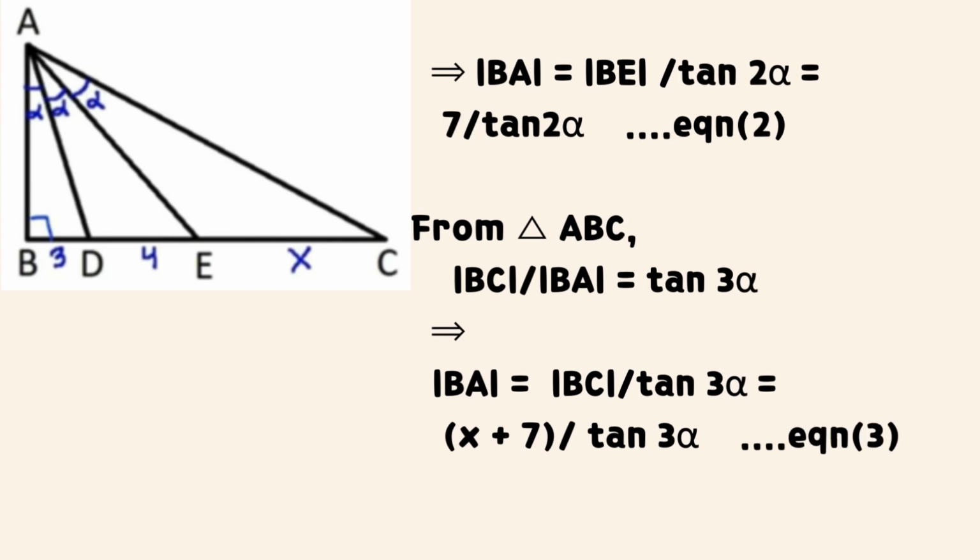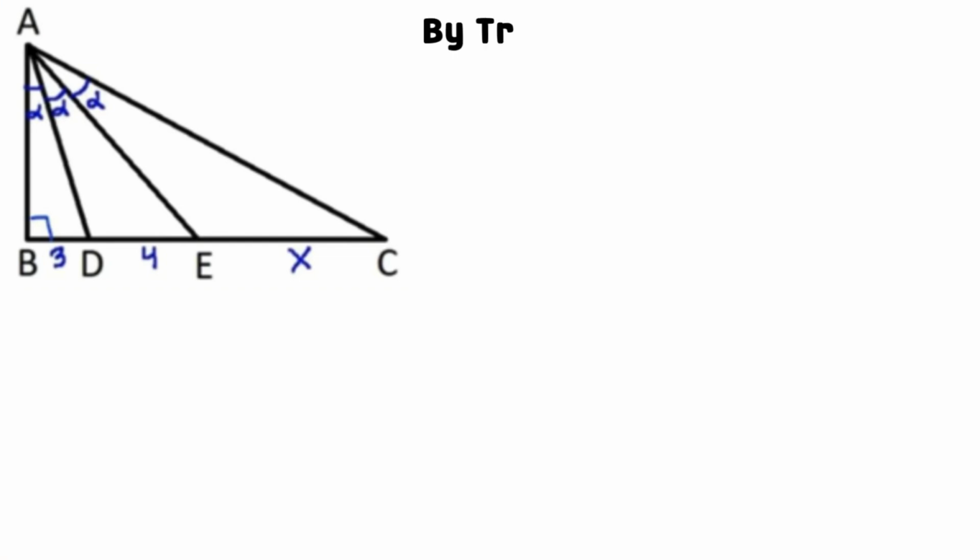From triangle ABC, BC divided by BA equals tan 3 times alpha. It implies that length BA equals length BC divided by tan 3 times alpha, which equals the sum of x and 7 all divided by tan 3 times alpha. We call it equation 3.